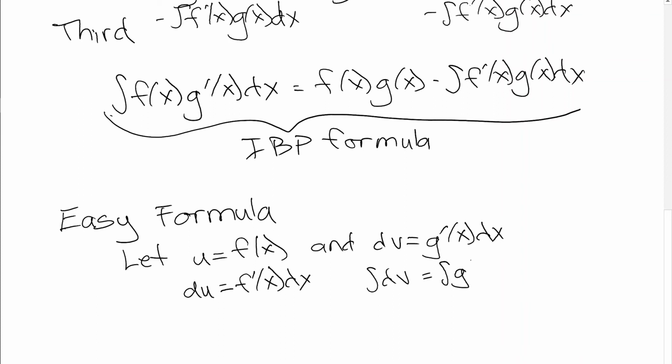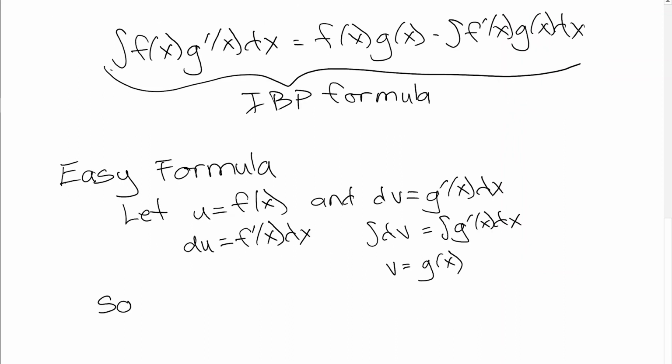integrating both sides with respect to the appropriate variables, so we integrate the left side with respect to v, and we get just simply a v. We integrate the right-hand side with respect to x, and we cancel out our derivative to get a g of x. So now we have that g of x is equal to v, and f prime of x dx is equal to du. So this gives us then our easier formula.